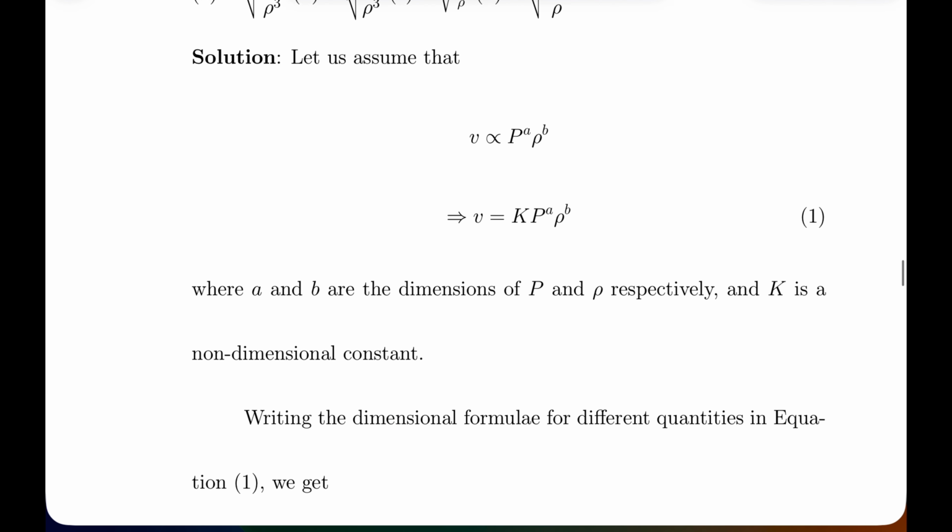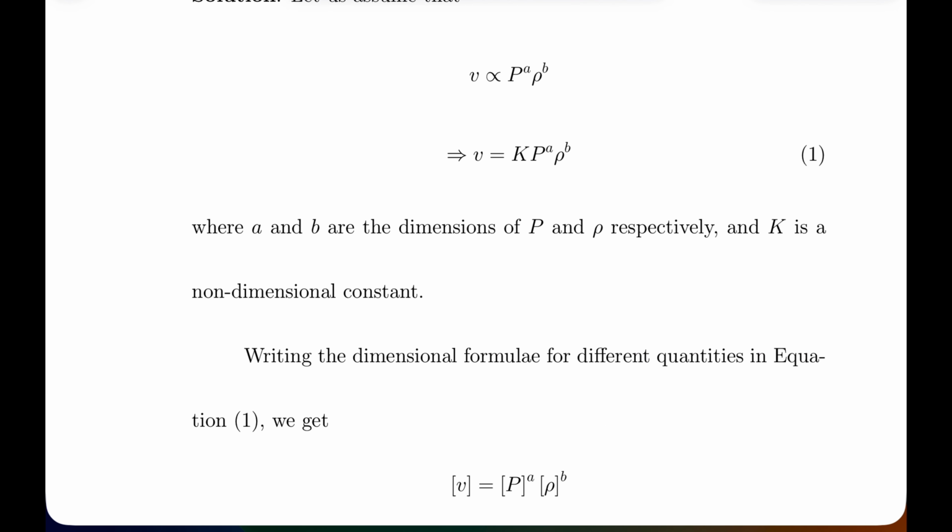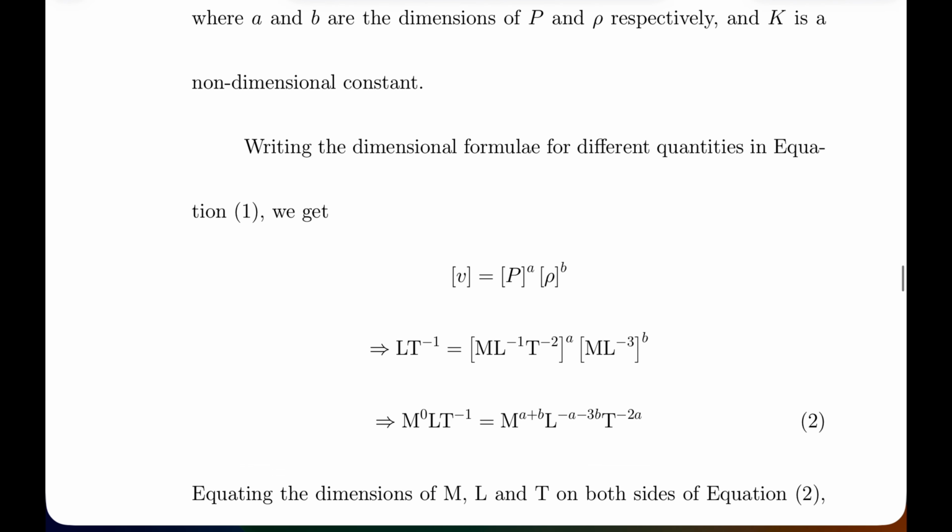Clear? Now, write the dimensional formula for different quantities in equation 1. For dimensional quantities, what we do? We put the quantities in square brackets. Because K is a non-dimensional constant, it is omitted from this expression. We write here within square brackets, [V] equal to [P] to the power a within square brackets [rho] to the power b. So write the dimensions of V, P, and rho on both sides.